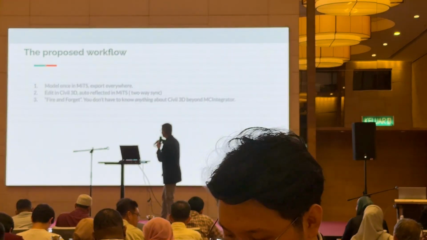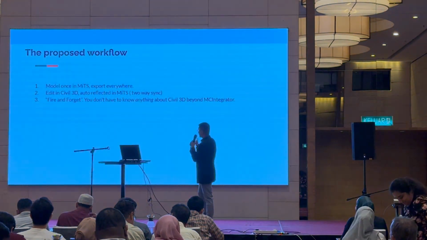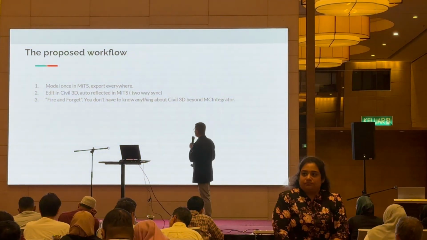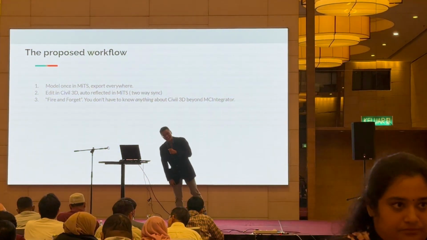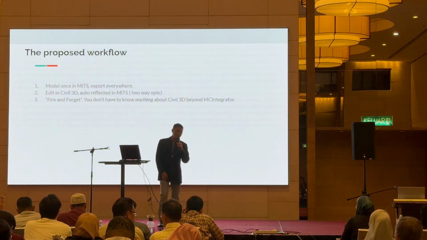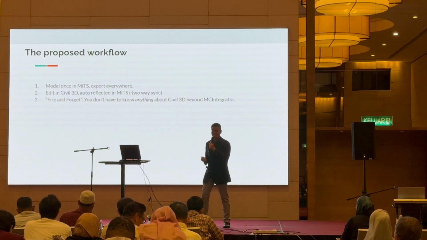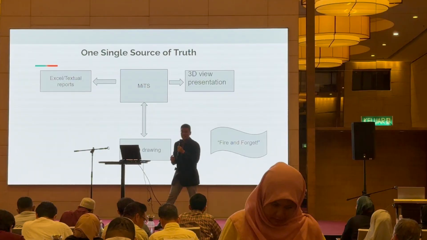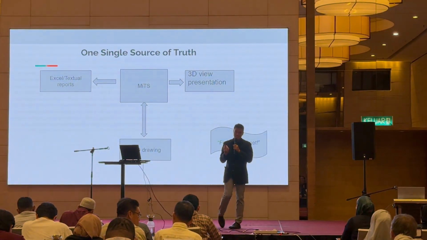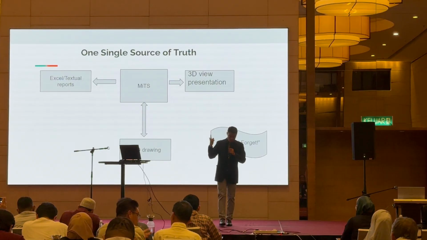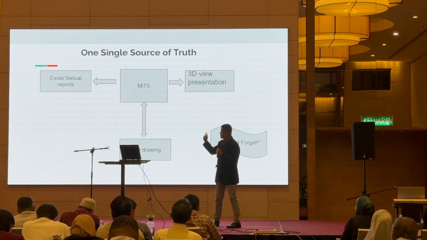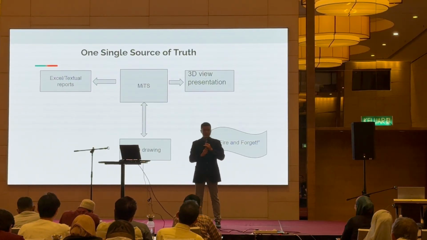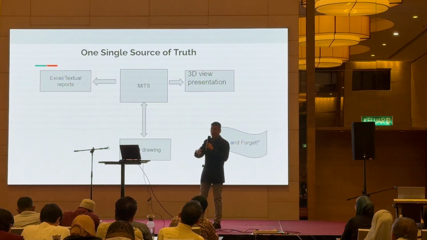Okay, so like I said, this is just a recap. You model once in MiTS, then export everywhere. Edit in Civil 3D, auto reflect in MiTS, that one you have seen. Fire and forget, right? We want to make sure that you can get away with minimum Civil 3D knowledge. So this is the workflow. We want to make MiTS, as far as this infrastructure design is concerned, the one single source of truth. From MiTS, you export the Excel textual report. This is for your own checking or for the authority to check. You do care about the results, right?